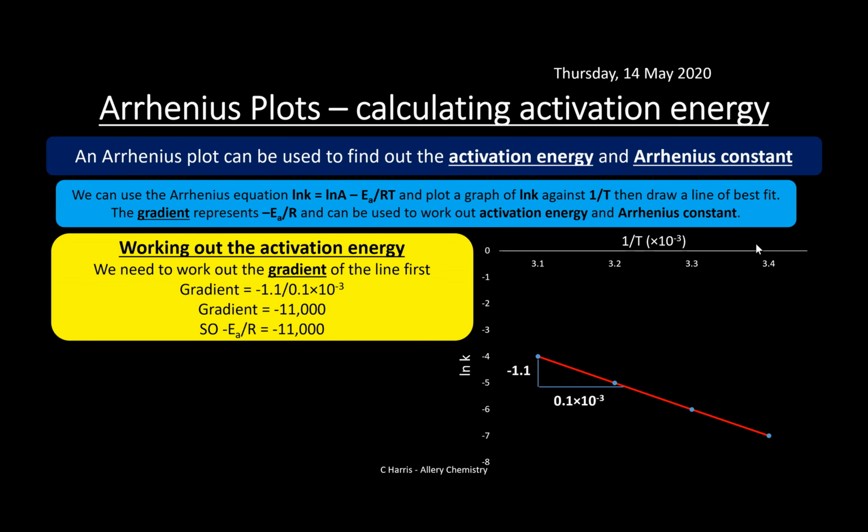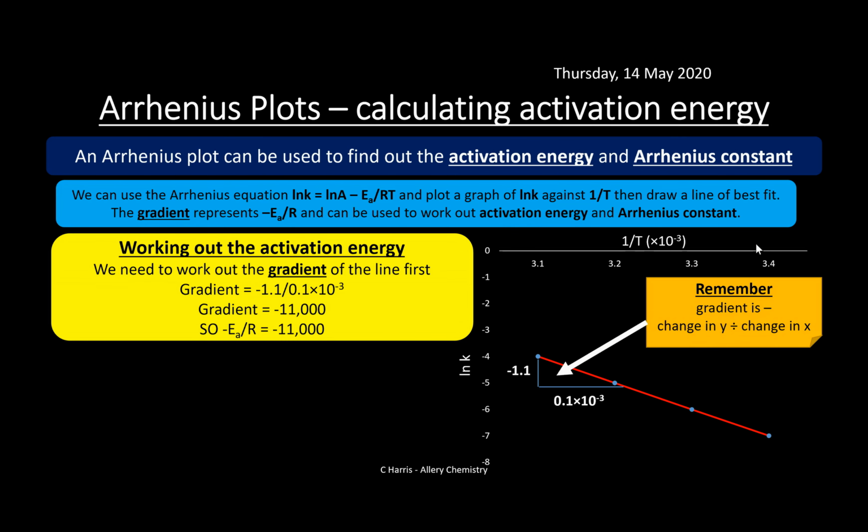So we're going to work out the activation energy. We've got to work out the gradient, okay? So the gradient is very straightforward. It's change in y over change in x, remember? So the change in y is minus 1.1. Change in x is 0.1 times 10 to the minus 3. Don't forget to put that bit on because that's what this figure is telling us. So the gradient here is minus 11,000. So EA over R is minus 11,000.